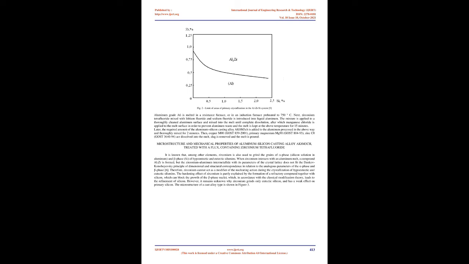Next, zirconium tetrafluoride mixed with lithium fluoride and sodium fluoride is introduced into liquid aluminum. The mixture is applied to a thoroughly cleaned aluminum surface and mixed into the melt until complete dissolution, after which manganese chloride is applied to the melt surface in order to prevent aluminum waste, and the melt is kept at the above temperature for 15 minutes.